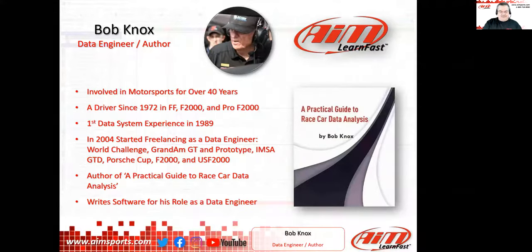So we've known each other on that side for a while. Bob's been around motorsports for a long time. I had the pleasure of having a conversation the other day with him, and we talked about different things. He's been involved in motorsports for over 40 years, and a couple of things we will dig into a little bit deeper. He was an open wheel racer, and we'll talk a little bit more about that. He started to get into data in 1989, as it says here, and then life happened, and in 2004 he wanted to get back into it and started to freelance as a data engineer in the classes that you see there.